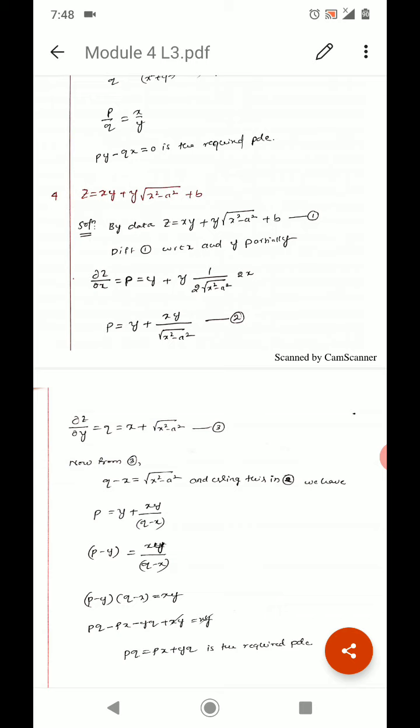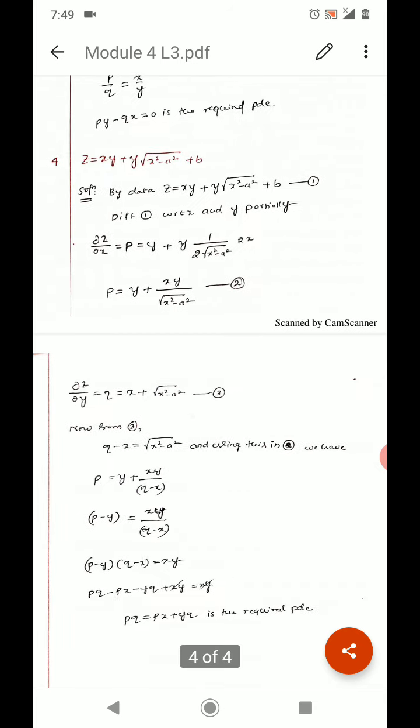plus y into square root of x square minus a square, differentiation of square root of x square minus a square with respect to x becomes 1 divided by 2 into square root of x square minus a square. Again differentiation of x square with respect to x is 2x minus differentiation of a square is 0 plus differentiation of b is also 0. So finally we obtain p is equal to y plus, here 2 and 2 get cancelled, so y plus xy divided by square root of x square minus a square.